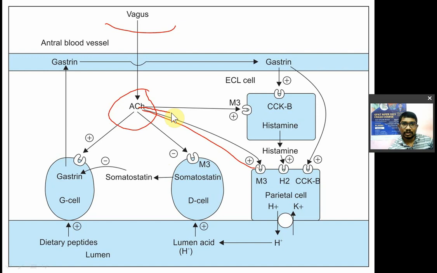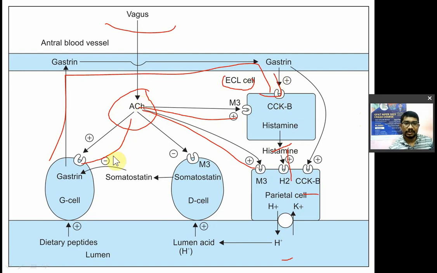Second, it will stimulate the enterochromaffin-like cells, the histamine-containing cells, to release histamine. Now histamine will stimulate the histamine 2 receptor on the parietal cells and will increase acid formation. This acetylcholine also stimulates gastrin, and gastrin will stimulate the enterochromaffin-like cells to release histamine. So acetylcholine acts in three ways.